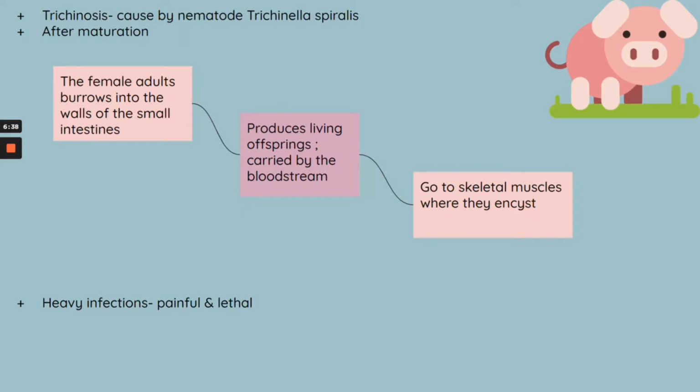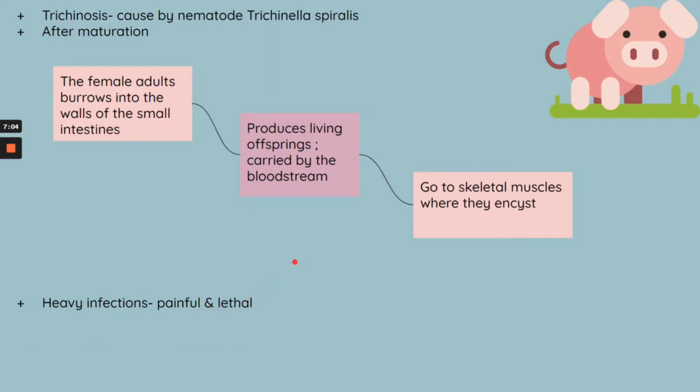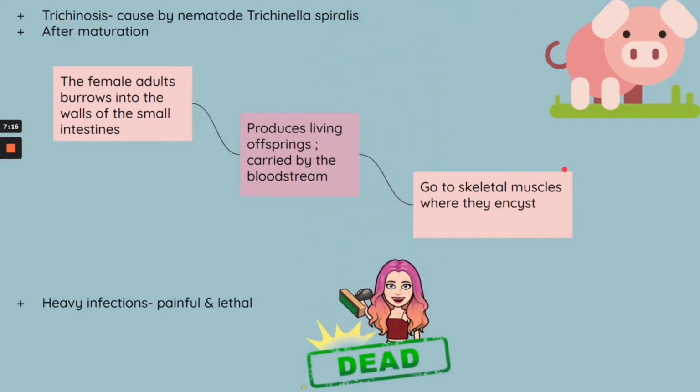After maturation, the female adult burrows into the wall of the small intestine and produces living offspring, which are carried by the bloodstream to the skeletal muscle where they are encysted. So we can see from here that it will cause a heavy infection that will cause pain. If you get infected by this nematode, I guess you will be dead.